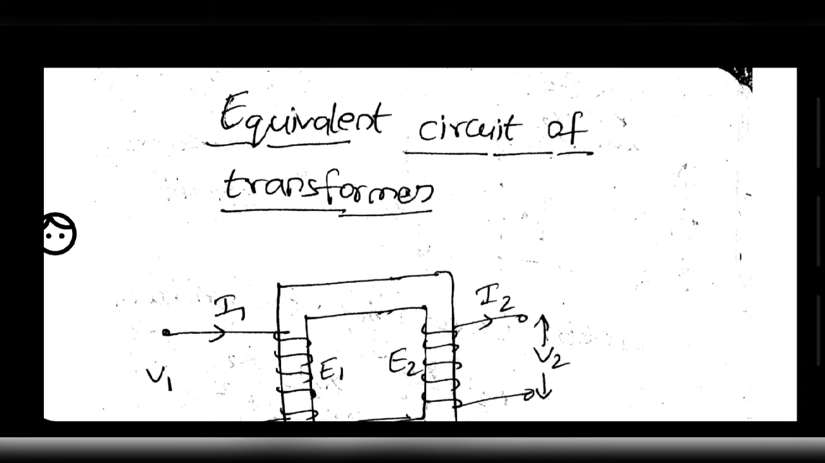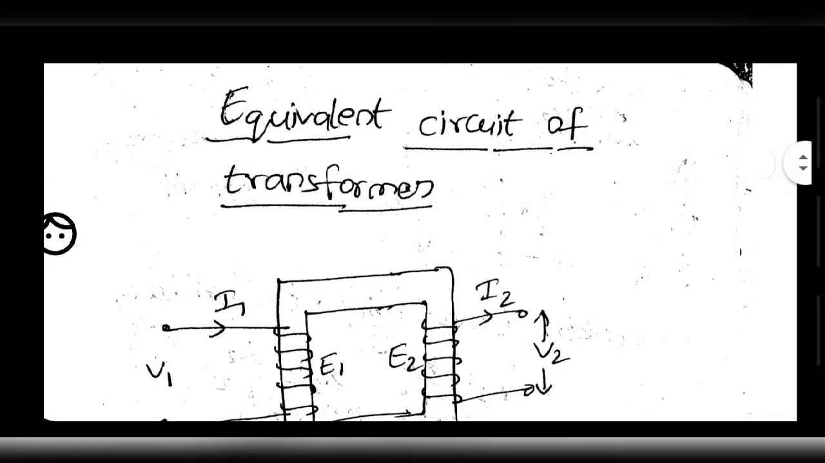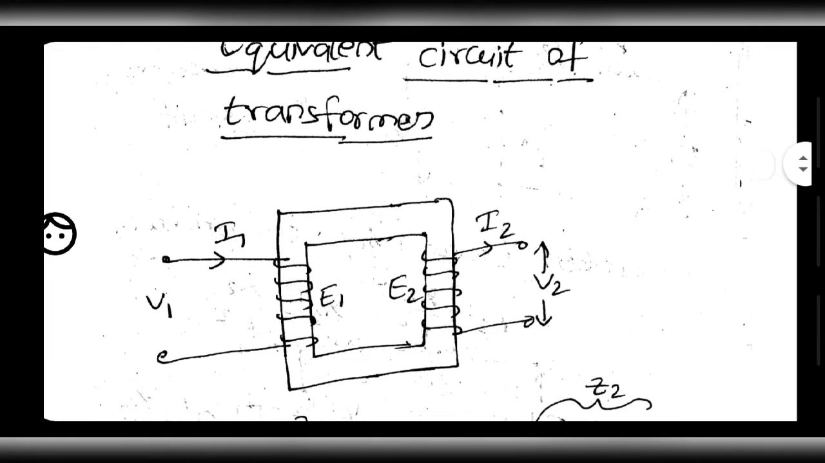Hello all of you. Now we are going to discuss the equivalent circuit of transformer. The equivalent circuit of transformer is useful to do calculations, like we have various parameters like efficiency and voltage regulation of a transformer. We can find out those parameters using the equivalent circuit of transformer.